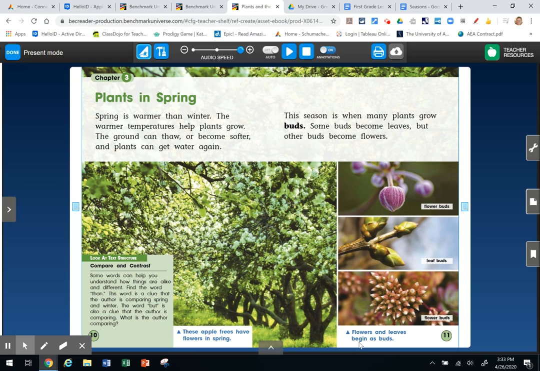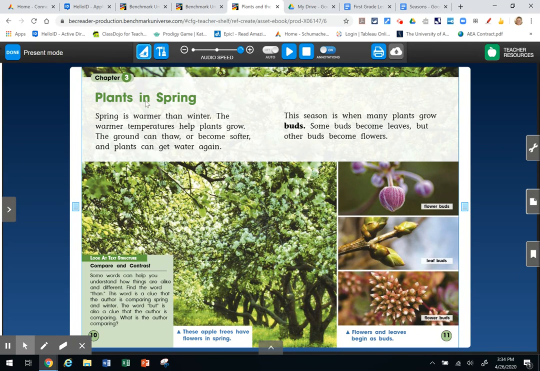Yesterday, we read about what happens to plants in the fall and in the winter. So today, we're going to read about what happens to plants in the spring and in the summer. As we read, we'll look for important information about how plants change in the spring and in the summer. Then we will compare and contrast those two seasons together. We'll look for how or what things are the same about the two seasons and what are things that are different. So here we go.